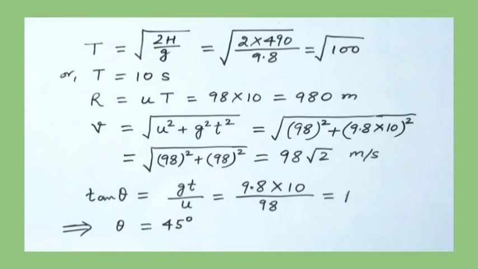Now the velocity with which the body strikes the ground. V = under root u square plus g square t square, which comes out equal to 98 root 2 meter per second. The direction of velocity is given by tan theta = gt by u, which is equal to 1, and that implies theta = 45 degree.